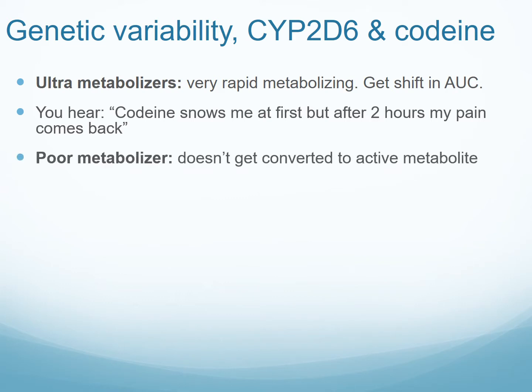Whereas a poor metabolizer, so they've got the polymorphism where they don't have many of the 2D6 enzymes, is going to poorly metabolize it. They're not going to have the oomph to convert that to an active metabolite. You're going to hear, codeine didn't do a thing for me. Now really think about that. Really kind of understand why each one happened.